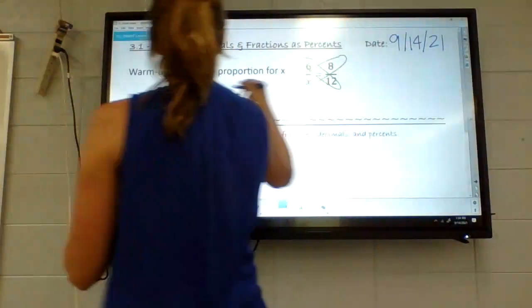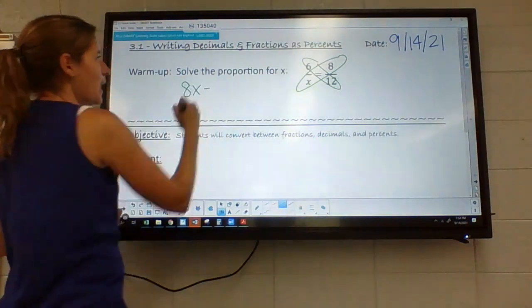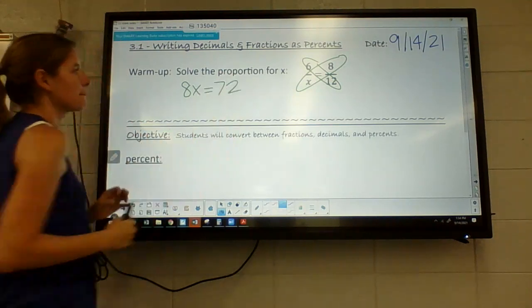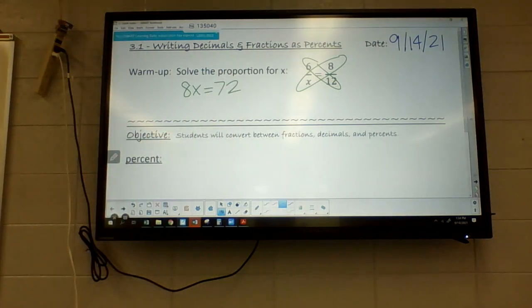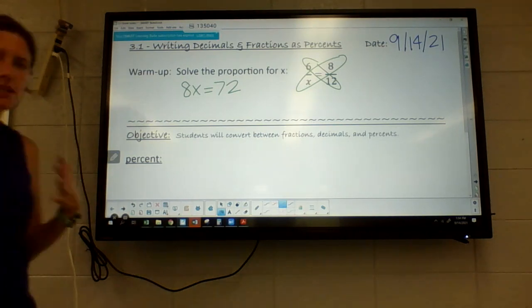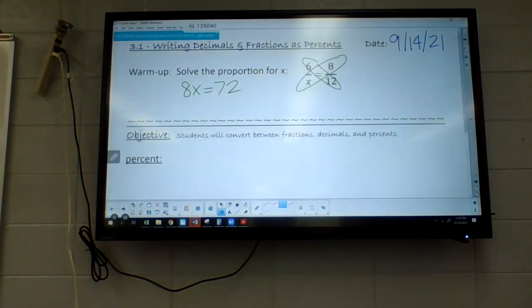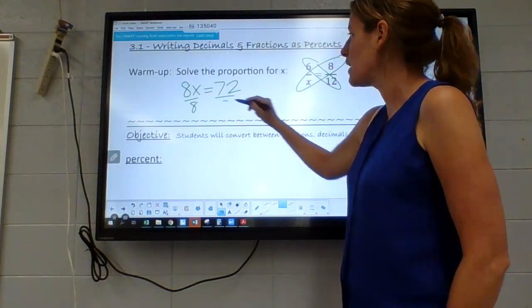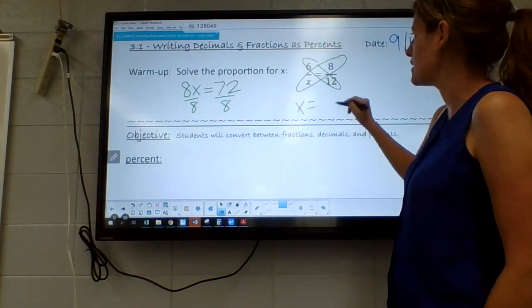So I do 8 times x is 8x, and then 6 times 12, which is 72. So we cross multiply and then we set them equal. And then that becomes a one-step equation. Now this isn't algebra class, we're not going to be solving a ton of equations, but a one-step equation should be doable. I think I've seen most of you through algebra, so I know you can solve a one-step equation. So this is being multiplied, so instead I'm going to divide by 8, and I find out x is 9.